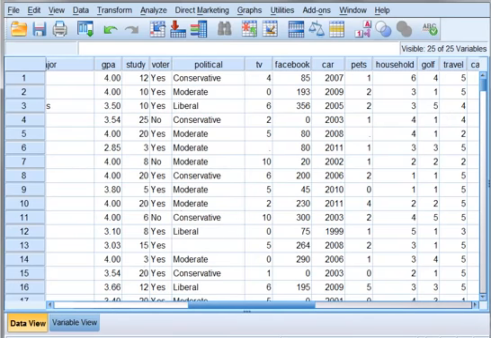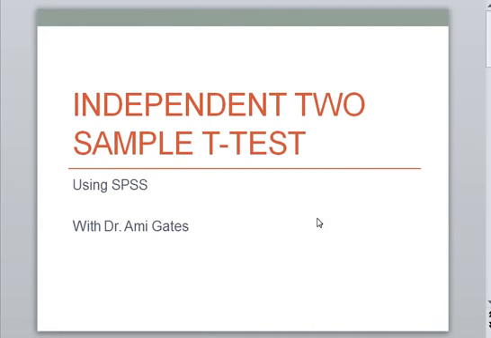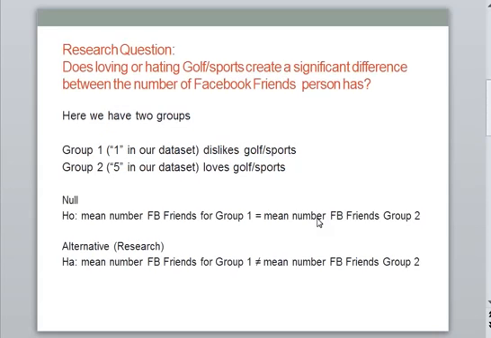So let's take a quick look at my hypothesis and what I'm going to be comparing, and then we'll run our test in SPSS, and then we'll analyze all the results. So first, and again, this is going to be an example of an independent two-sample t-test using SPSS, and our first job is to figure out what is our research question. In this case, my research question is, does loving or hating golf or sports create a significant difference between the number of Facebook friends a person has? Kind of a strange question.